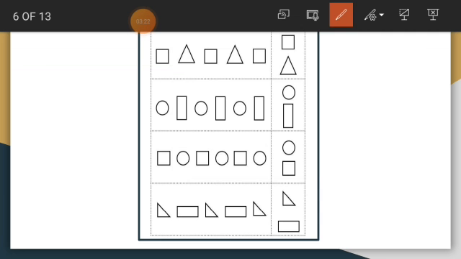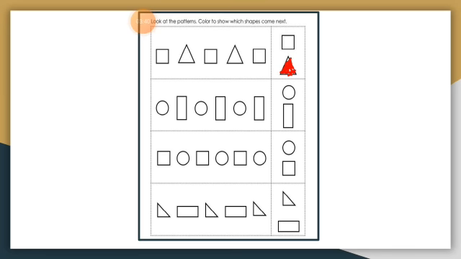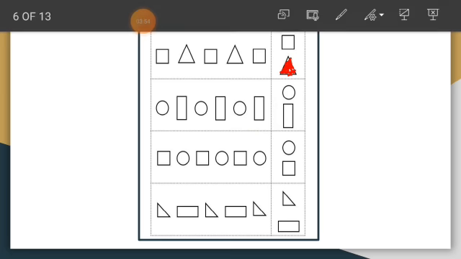I am choosing red color. Now I am coloring the triangle. So this means this shape will come next. Okay, this is how we will color the triangle. Okay, look at the second one. Circle, rectangle, circle, rectangle, circle, rectangle. Which shape will come next after the rectangle? Yes, that is circle. Okay, now let's color the circle. This is how we will color the circle.